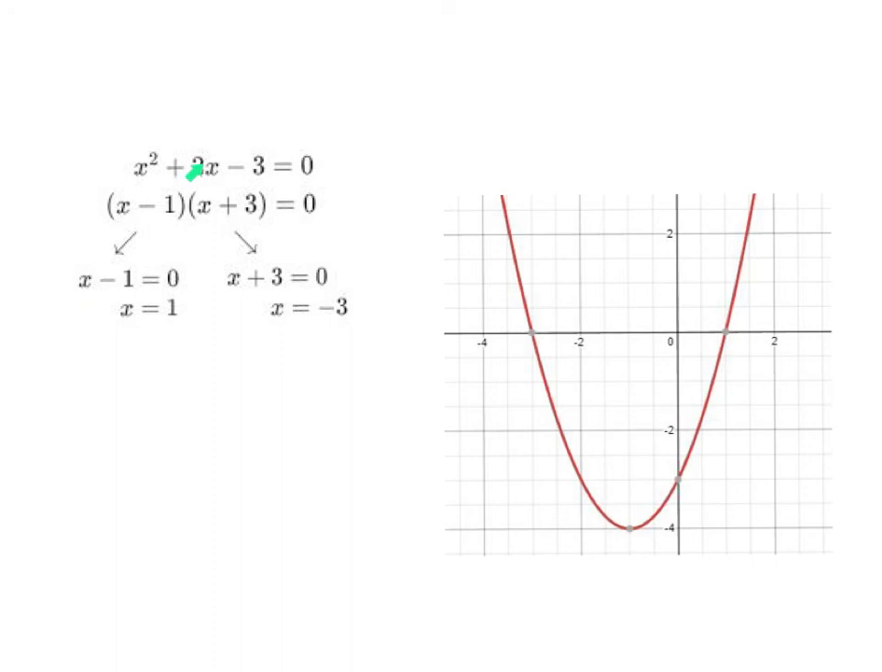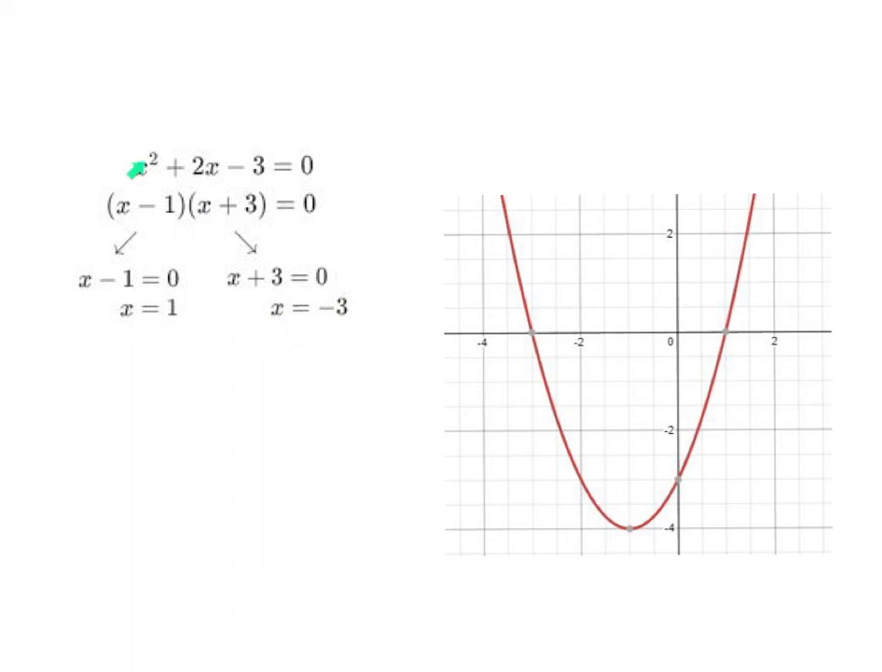So here's x squared plus 2x minus 3 equals 0. We factored it. It's x minus 1 times x plus 3. Then we're going to set each one of these binomials equal to 0. Well, if x minus 1 equals 0, then x would be 1, because 1 minus 1 equals 0. So here's x equals 1. And then if x plus 3 equals 0, then negative 3 plus 3 is 0, so x would be negative 3. So your solutions are x equals 1 and x equals negative 3.